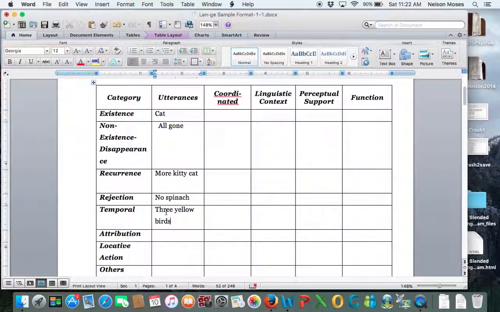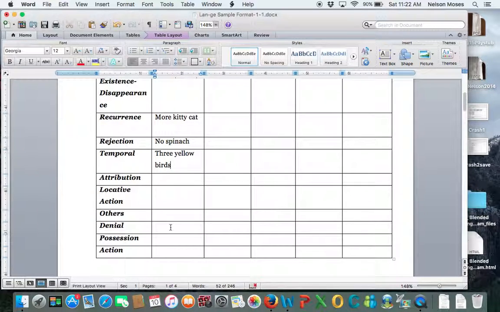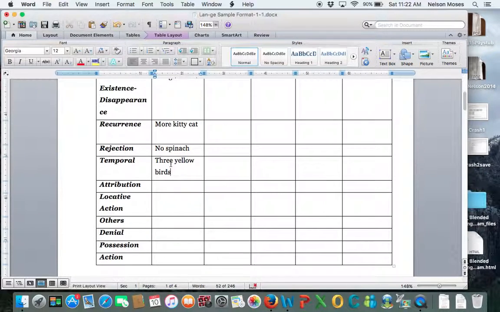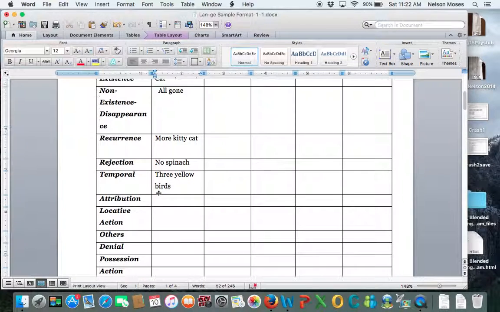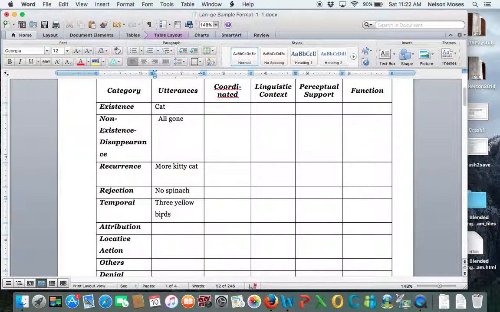Well, you have 3, that is a quantity, and that's not even listed here, so you'll have to add another column called quantity to pick that up. You have yellow, that's attribution, and you have birds, which goes to existence. Where do you put this utterance? Well, I don't really care. Because it's a Level 2, pick out one of those 3 content categories to classify it under, but you can use the coordinated column to note the other content categories that are together with it.